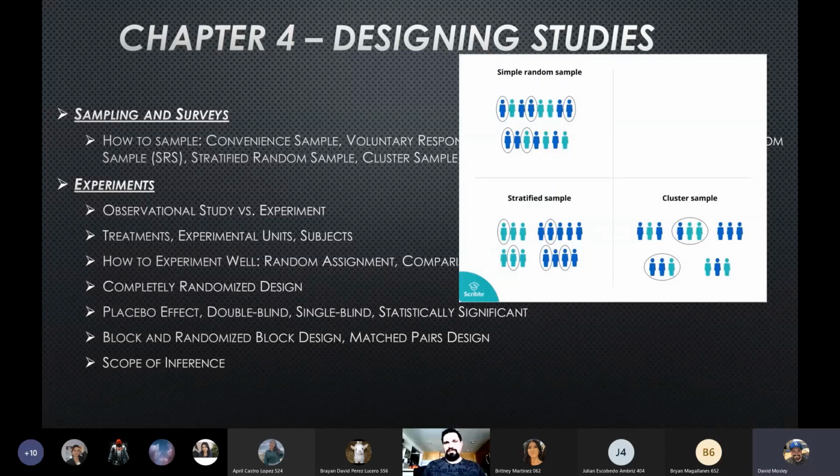Just a quick little graphic on the difference between SRS, stratified sample, and a cluster sample. Our SRS is simply randomly selecting people from the group, whether we use a random number generator and assign everyone a number, we roll a dice, or we put everyone's name in a hat and randomly select them. It's random sampling. A stratified sample is when we separate people or individuals or whoever we're studying based on commonalities. So we group people together based on common characteristics, and then we randomly select people from those strata.